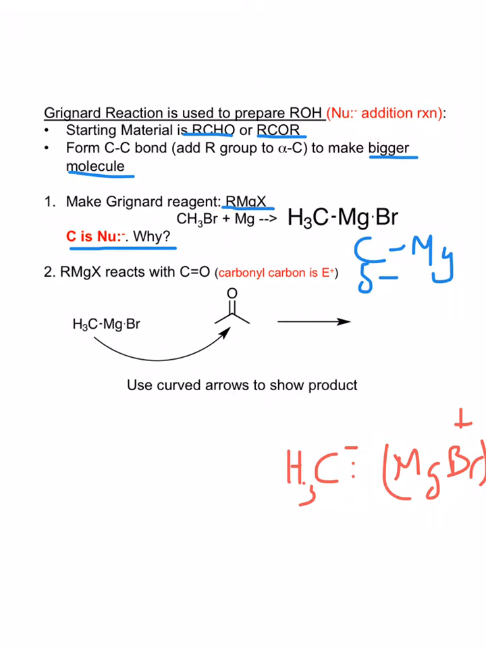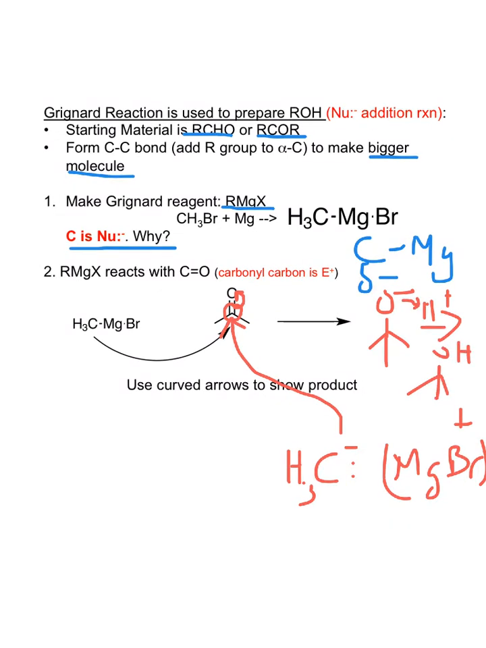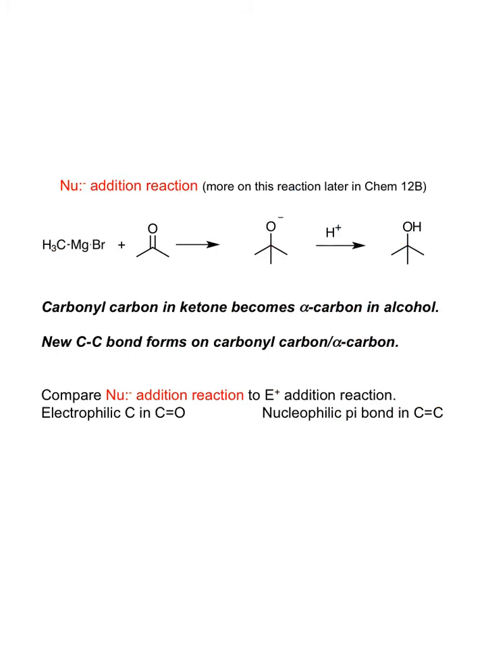So this carbanion reacts at the carbonyl carbon, which is the carbon double bonded to the oxygen, and it forms your product. So stop the video, use those curved arrows to show how the product forms. So the Grignard reaction is an addition reaction. In this case, it's a nucleophilic addition reaction.